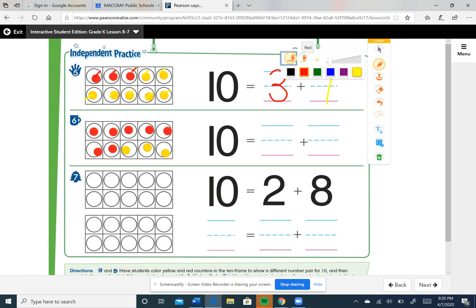Awesome. Now, how many reds do I have here? 1, 2, 3, 4, 5, 6, 7. How many yellows do I have? 1, 2, 3.